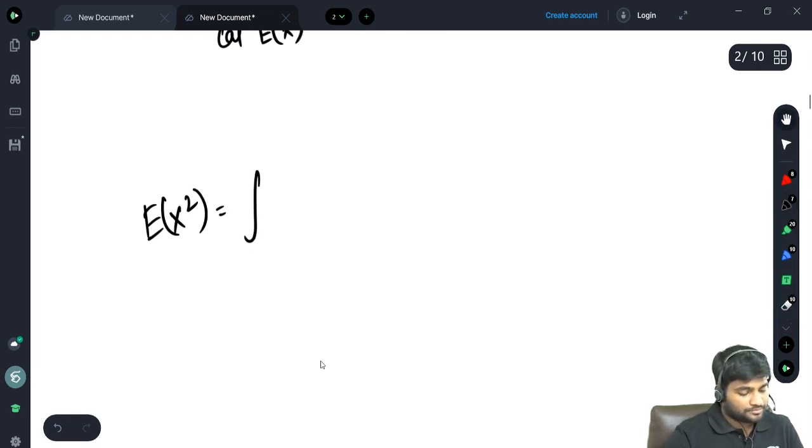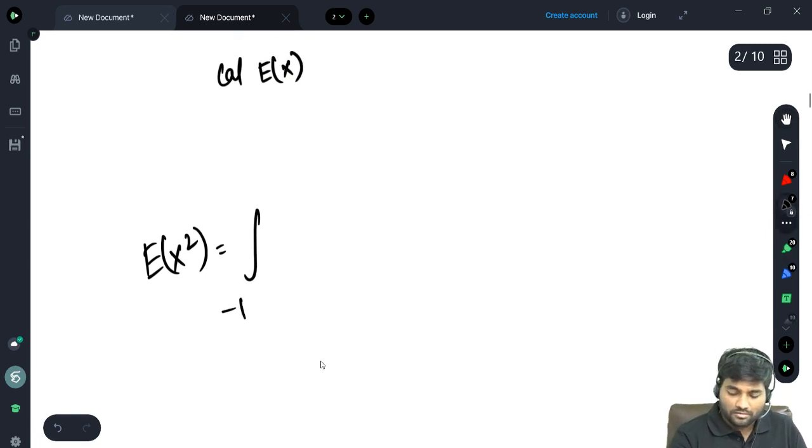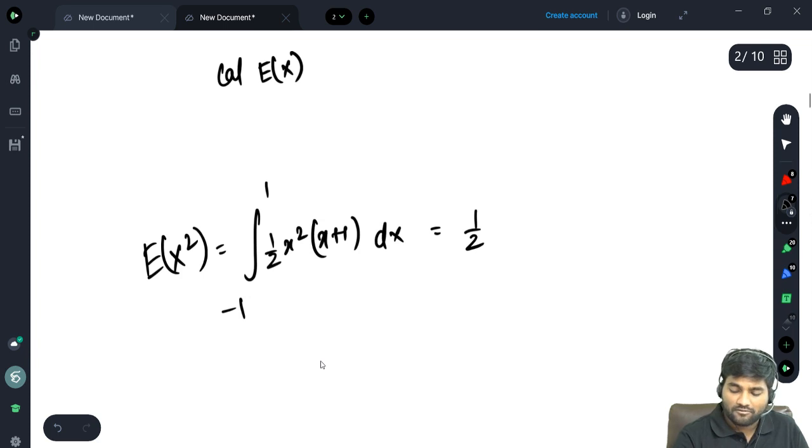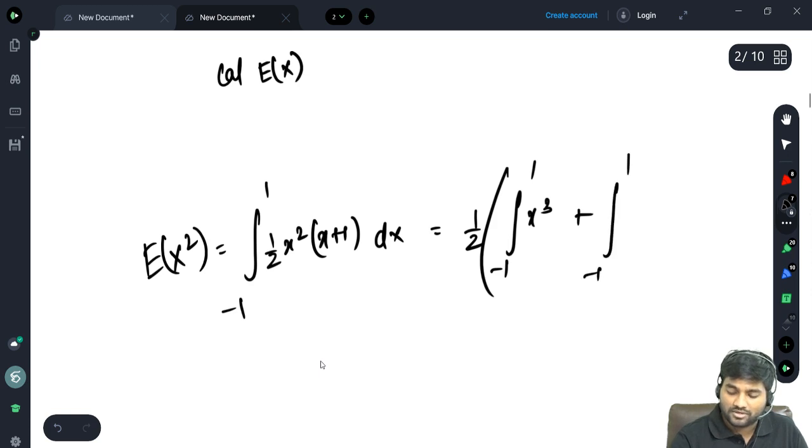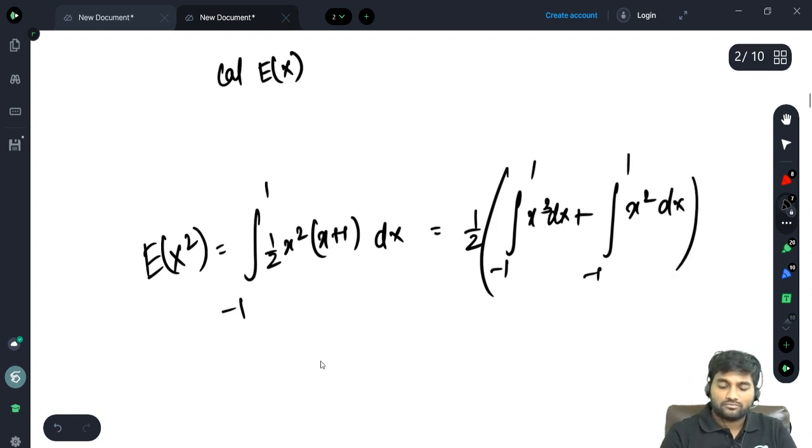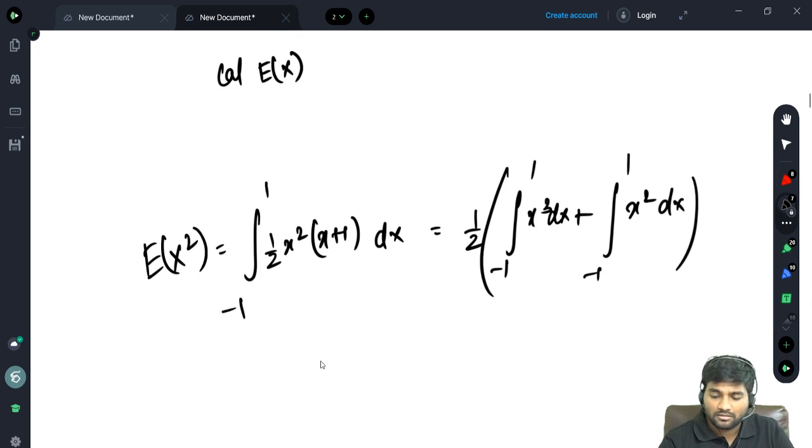Integration minus 1 to 1 half x square (x plus 1) dx, half integration minus 1 to 1 x cube plus integration minus 1 to 1 x square dx. Now you can solve. Shanti rakhna. Is it okay?